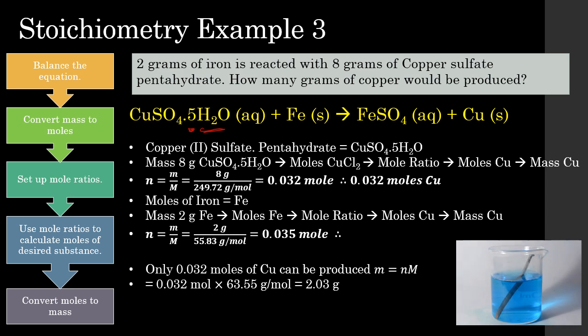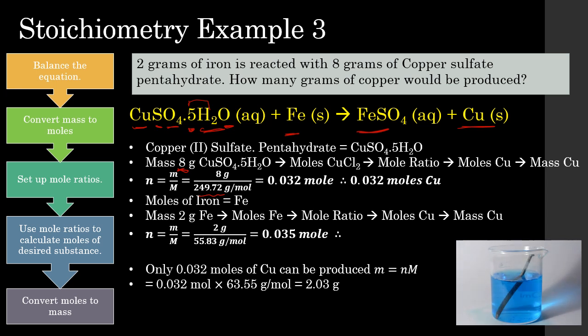So we've got copper sulfate pentahydrate plus iron to produce iron sulfate and copper. Now this all looks like a 1 to 1 to 1 to 1 mole ratio, but let's calculate the number of moles of copper sulfate pentahydrate. So we've got 8 grams, which is our mass. Now this is a molar mass. You'd have to add up each of these. So 1 copper, 1 sulfur, 9 oxygen and 10 hydrogen there to get that 249.72 grams per mole. Now 8 grams divided by 249.72 is 0.32 moles.